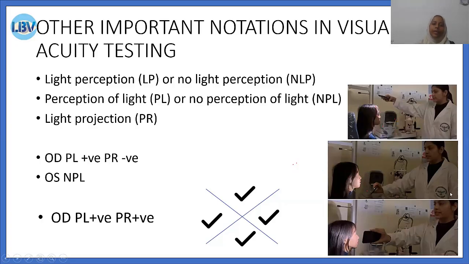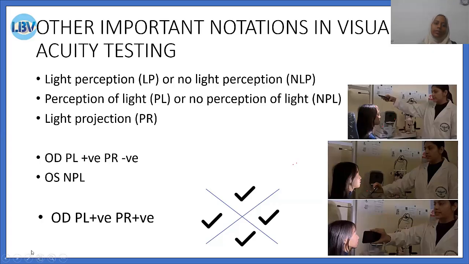If in all the four quadrants the patient has perceived the light correctly, telling yes, it is coming from the right side, from the left side, from up, from down, that means the answers are correct. The projection of rays is well perceived by the patient. So you just mark a tick in each of the quadrants that you have tested.